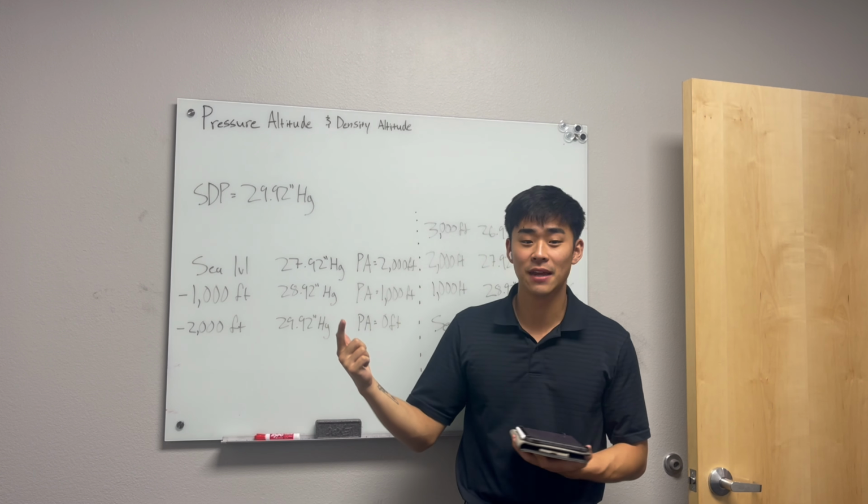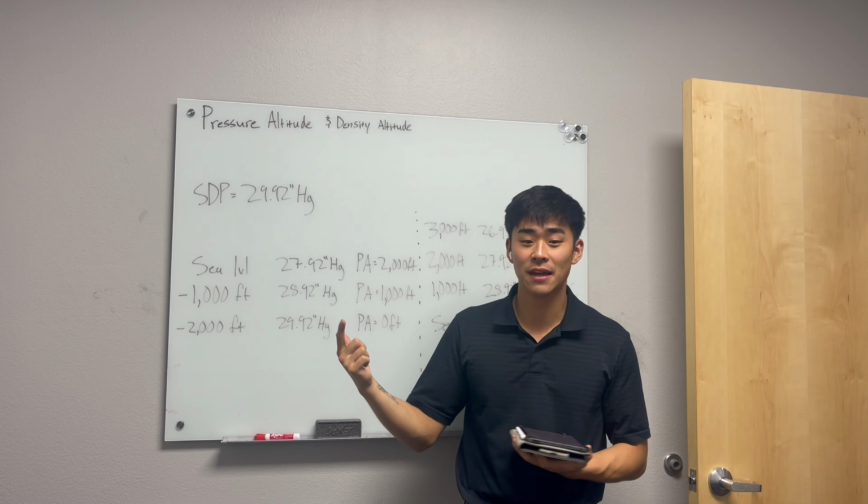So let's use this example. Let's say the local barometric pressure for today is 27.92 inches of mercury at sea level. Using our knowledge of standard lapse rate, we know that if we go down 1,000 feet, we will gain 1 inch of mercury. And if we go down another 1,000 feet, we will gain another inch of mercury. Right here, our pressure at this level is 29.92, or SDP.